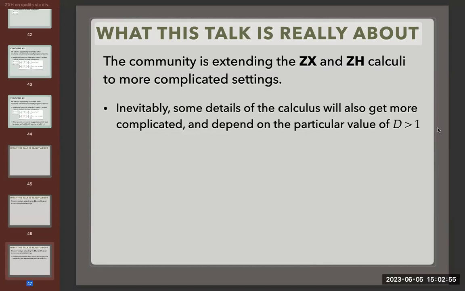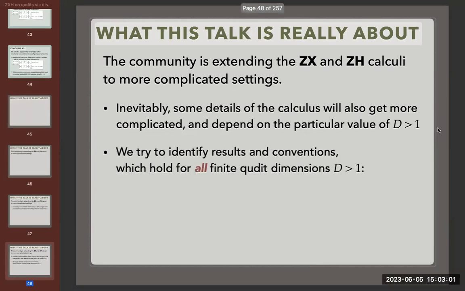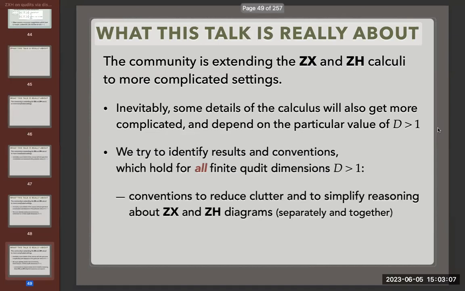That's something which is relevant to number theory. It won't be important to the talk, but it's something that somebody might have to consider at some point. We try to identify those results and conventions which are useful and which hold for all finite dimensions. The ones that, most importantly to me at least, reduce the clutter, in order to reduce the number of things that you have to consider while reasoning in a scalar exact manner, or for that matter, in order to come up with a simple way of how various amplitudes combine.